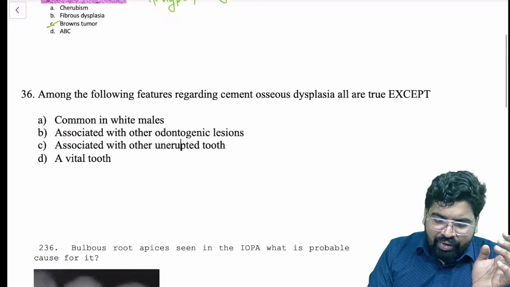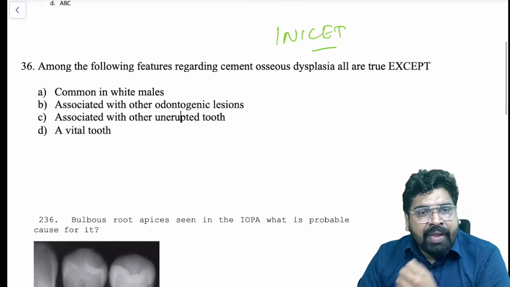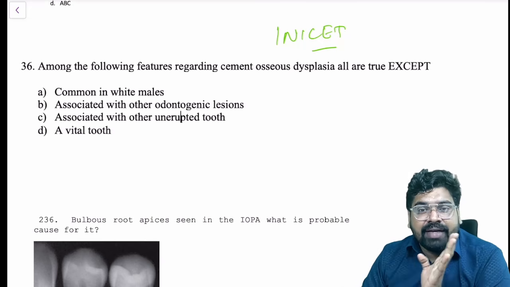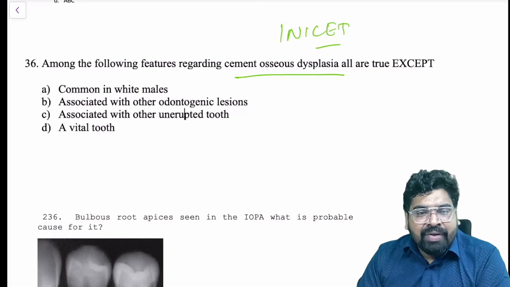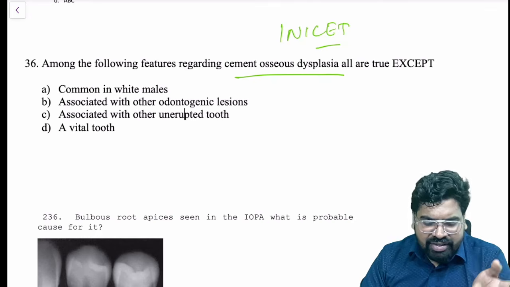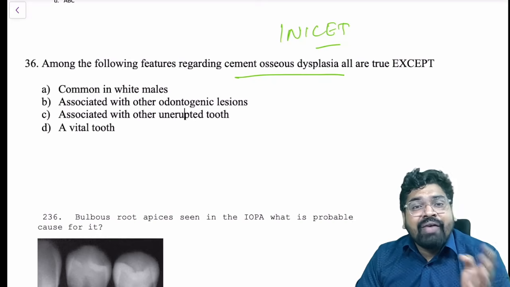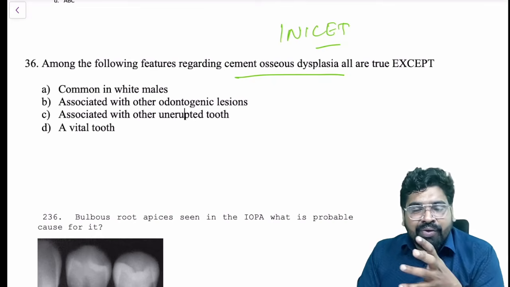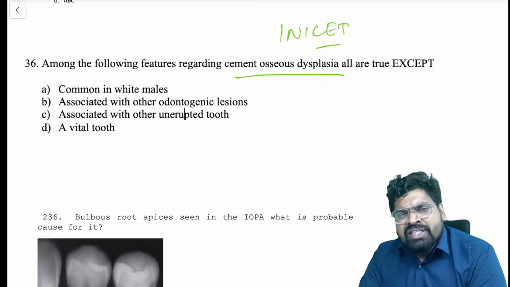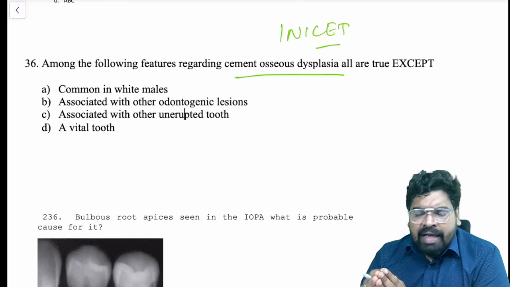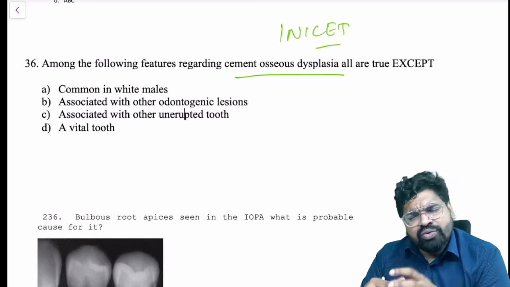Yes, which among the following? This was an INI-CET paper. Among the following features regarding cemento-osseous dysplasia, all are true except: associated with other odontogenic lesions, associated with unerupted tooth, a vital tooth, and common in white males. So I hope now you know the significance of why I insist on the most common location, age, and the gender predilection. Those things you should know, which is most common in males, most common in females.